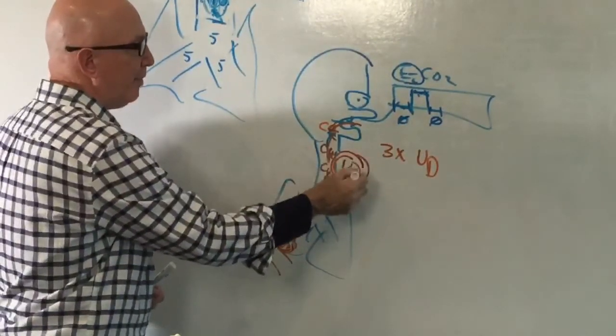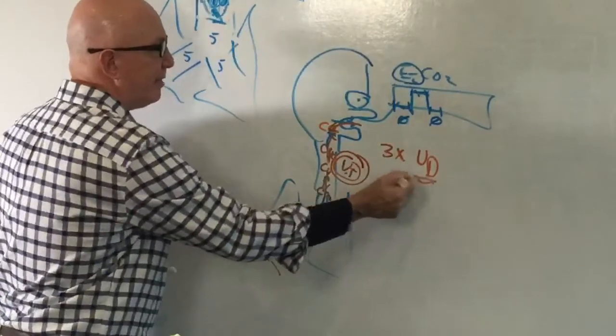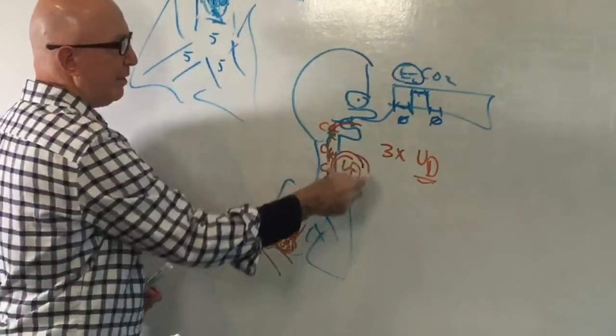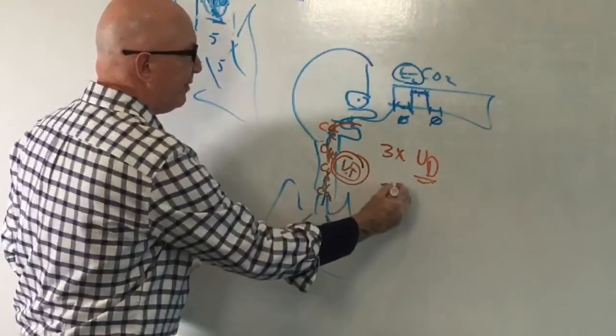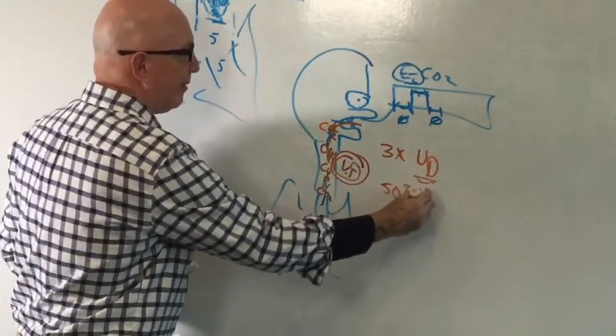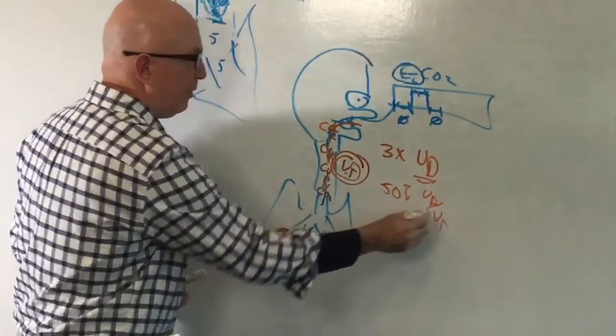What does change is our tidal volume, and as long as our tidal volume is 3 times the size of our dead space volume, we're going to control CO2 effectively. Now, we can actually control up to 50% dead space to tidal volume ratio, but we will be uncomfortable.